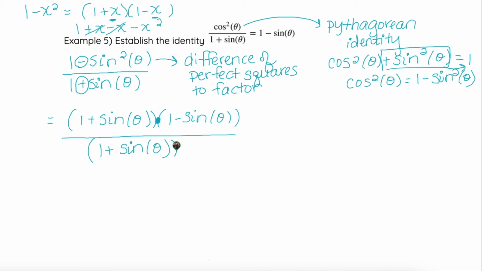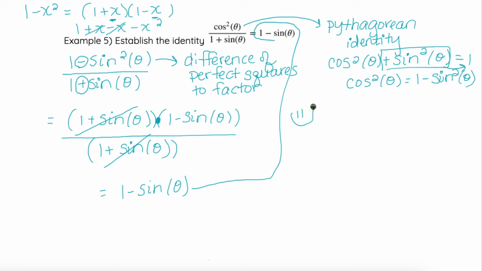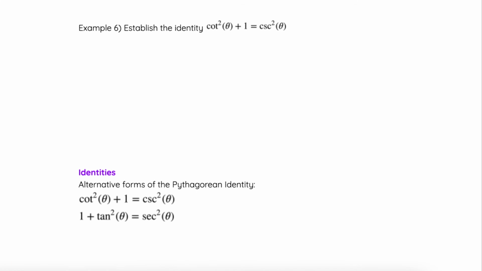So we have a complete factor in the numerator and a complete factor in our denominator, leaving us with 1 minus sine of theta, which again is equal to the right-hand side. That was our goal. So we know we are done. We know that this is a good combination. And we established a new identity. Again, not one commonly used, but it's there.